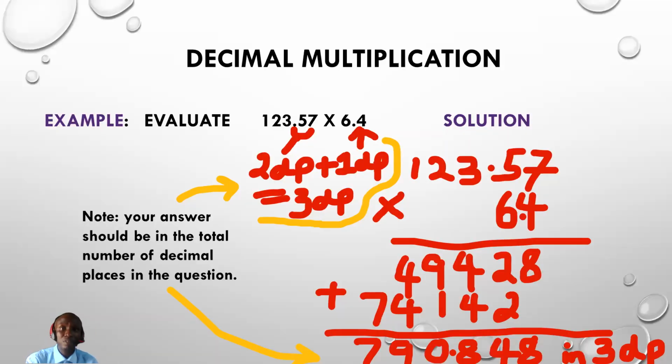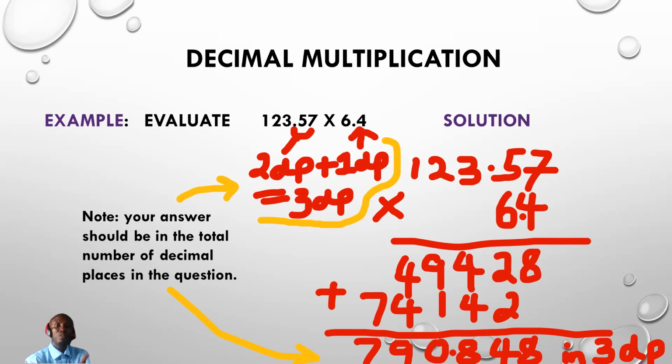Now, in the next slide, we have decimal multiplication. How do you multiply decimals? In a case where you have 123.57 times 6.4, this is in 2 decimal places. This is in 1 decimal place. Don't forget, after multiplying them as normal numbers, just do your normal multiplication. When you're done, put your answer in 3 decimal places. So that's why we have to look for the number of decimal places for the first number and the number of decimal places for the second number, because we are going to use it in our final answer. So here you can say, note your answer should be in the total number of decimal places in the question.